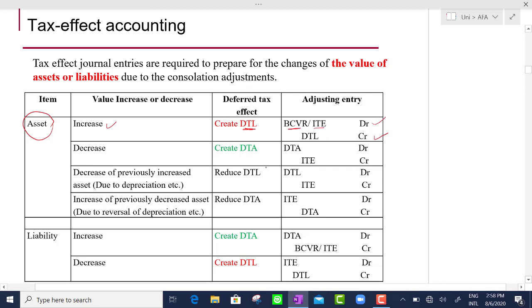On the other hand, if the carrying amount is decreased in an asset, therefore the tax base is higher than the carrying amount, and it results in a deferred tax asset. The double entry: deferred tax asset account debit, income tax expense account credit. Now these two are a bit important.